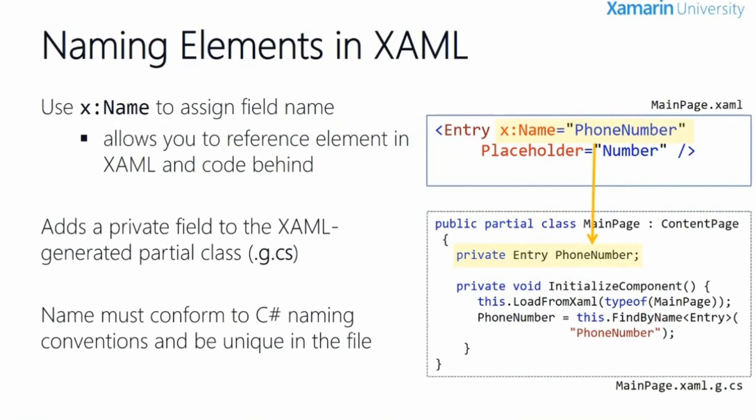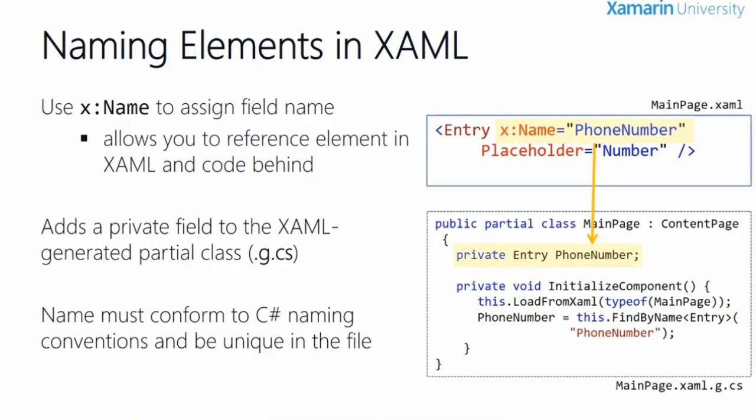Now that we have the basic idea of XAML, we want to be able to access the controls that we create in the XAML in our code behind file. Right? If I create an entry or a button in XAML, in my code behind I want to be able to access those. For example, what if I want to pull out the text that was typed into the entry? I need a way to talk to it. And the way that we do that is we use an attribute called x:Name. So you can see here on the entry control, we're giving it an x:Name called phone number.